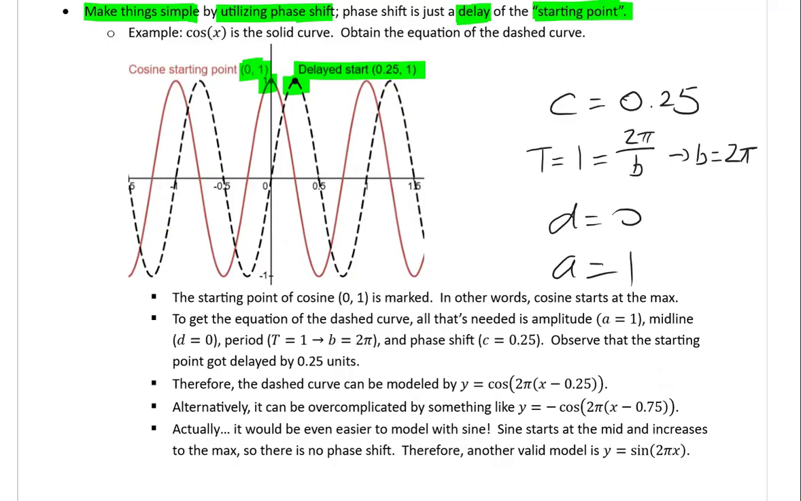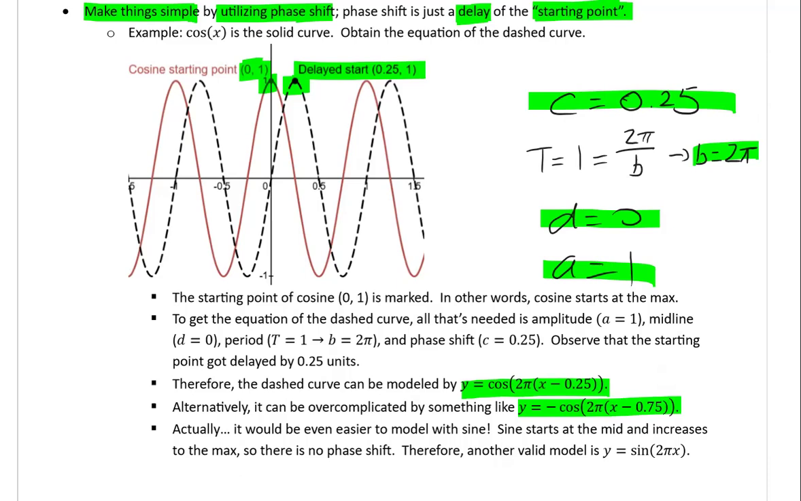So we can make things very simple by saying our model is cosine 2 pi times x minus 0.25 with our A, D, B, and C. You could make things very complicated by doing y equals negative cosine 2 pi times x minus 0.75. That is also the same curve, but you have a different phase shift, and you have a vertical reflection as well. Why make things complicated, right?